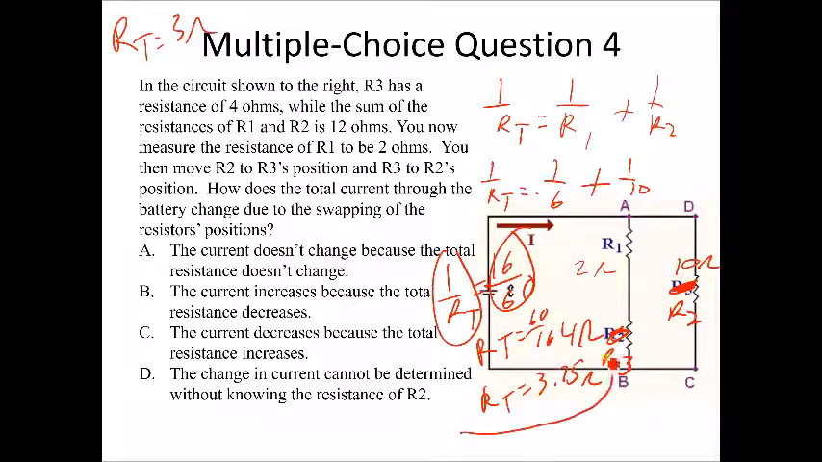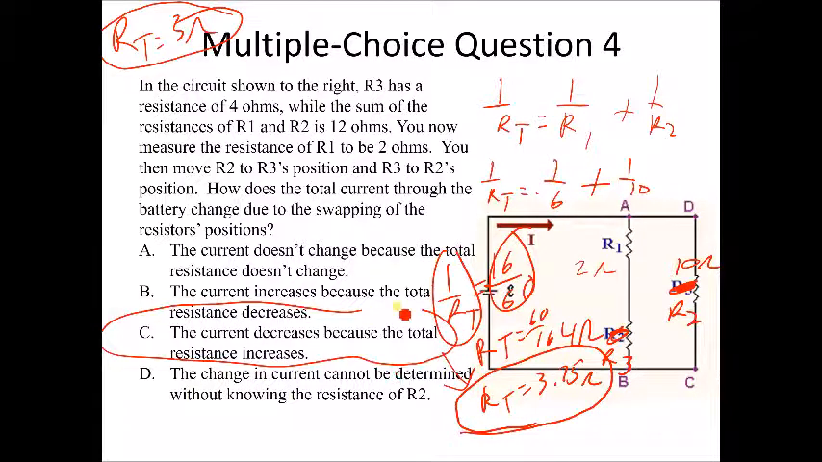So this is the total resistance of the circuit after we move the resistors. This is the total resistance before we move the resistors. So after we move, the resistance is higher. We know that when there's more resistance, there's less current. Those two are inversely proportional. So if you look through our choices here, because we now have more resistance, we're going to have less current. The answer here is going to be C. The current is going to decrease because the total resistance increases when we move those resistors.